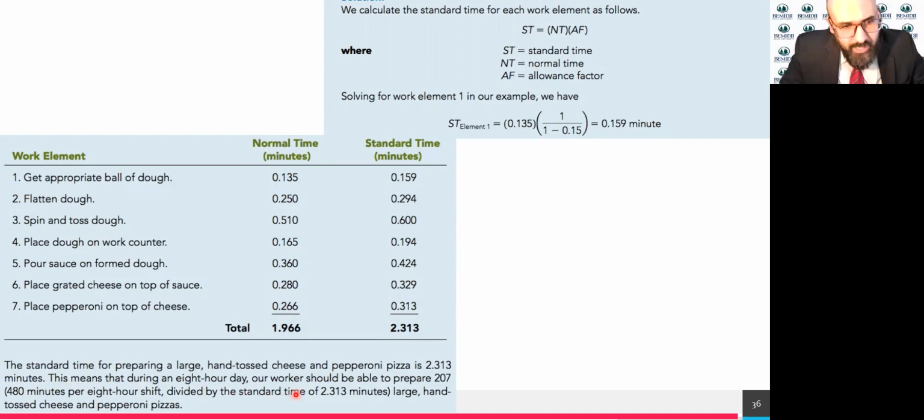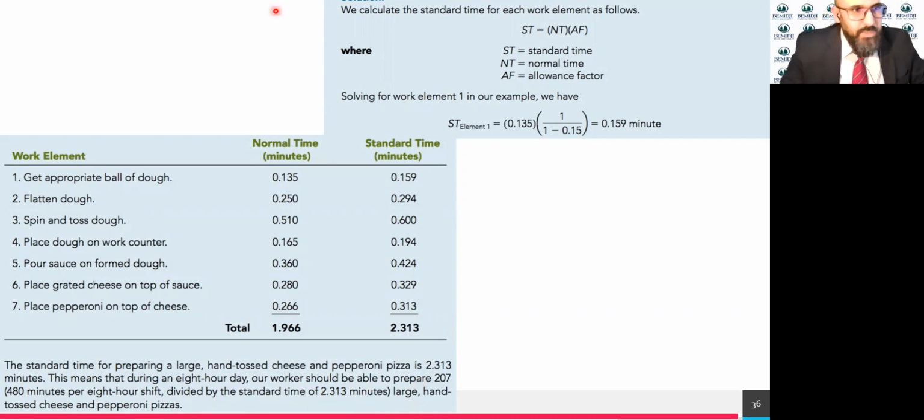In one 8-hour shift, our worker should be preparing 207 pizzas, which is 480 minutes per 8-hour shift divided by 2.313. This is where you get the 207.